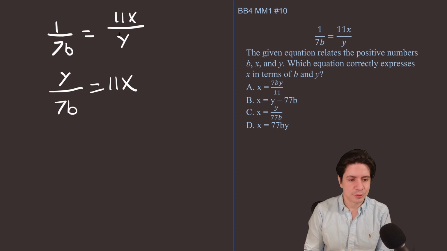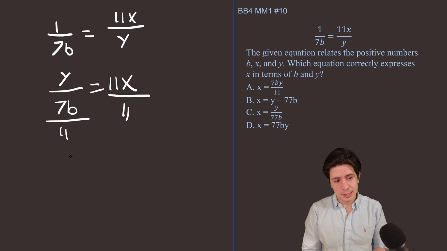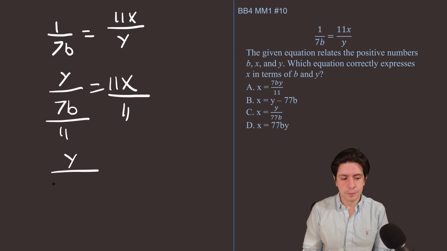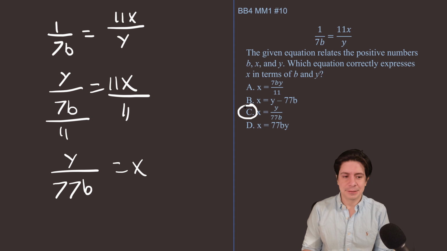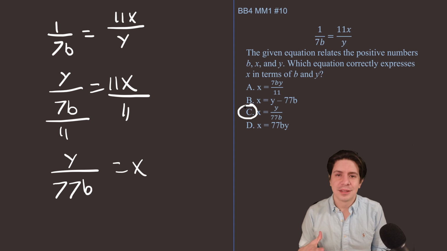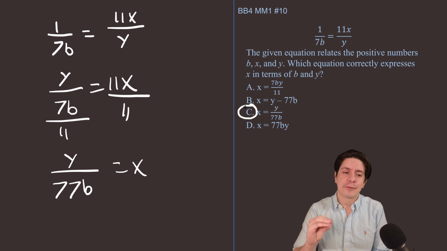You could also cross multiply, that'll be fine. Now I'm going to divide by 11 on both sides. And I'm going to get y over 77b, because the 7b and the 11 multiply, equals x. And that is going to be C. Okay. If you have questions on this, let me know. You just want to be careful and you want to isolate the x. That's all it's saying. When it's saying in terms of this, that just means isolate it.